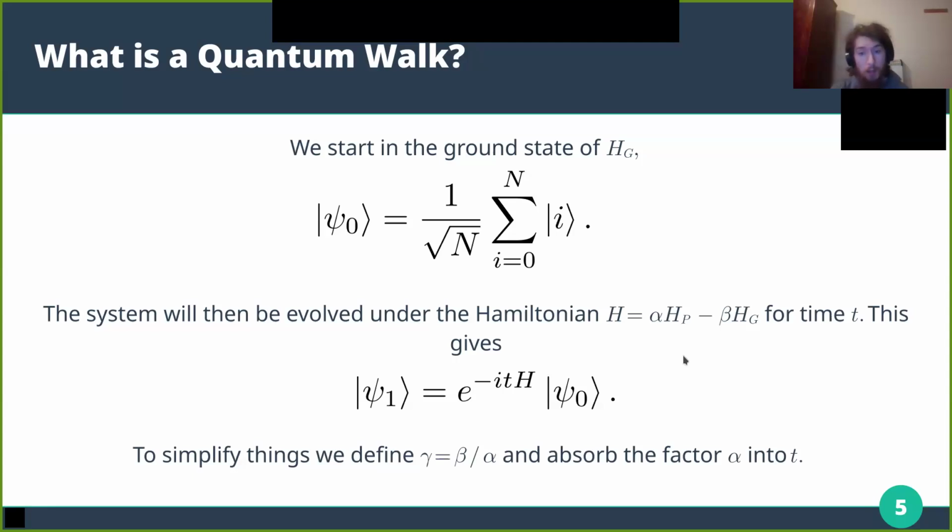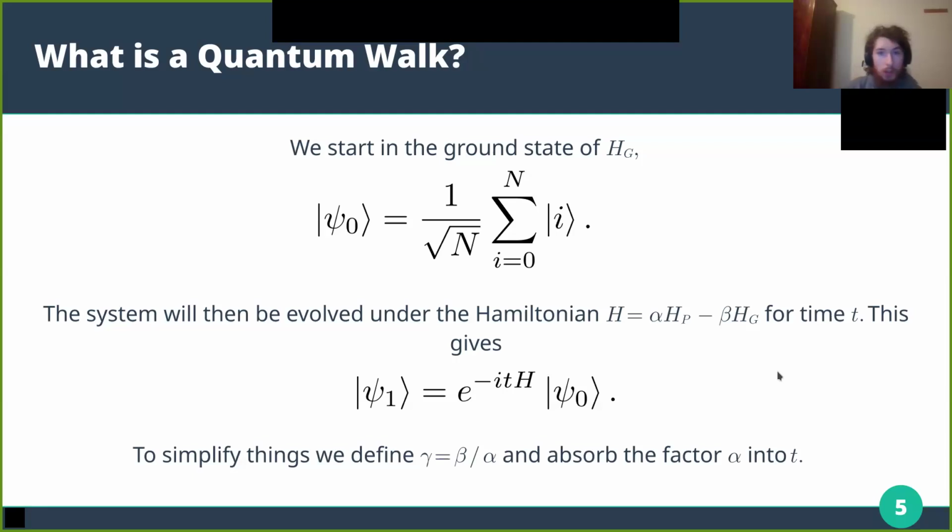Because it's time independent, we're able to just write down the solution to the time dependent Schrodinger equation. And it's just the matrix exponential pretty much. A quick note on this alpha and this beta. These are essentially free parameters. However, what we mostly care about is the ratio between them, which I'm defining as gamma. This does absorb this factor of alpha into the time taken.